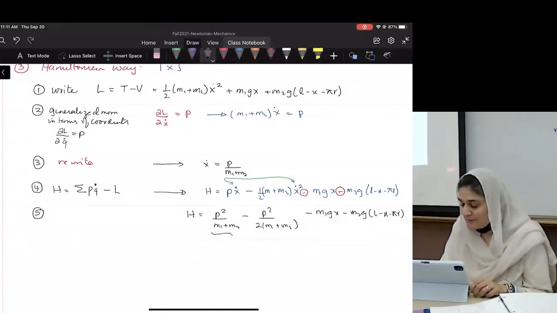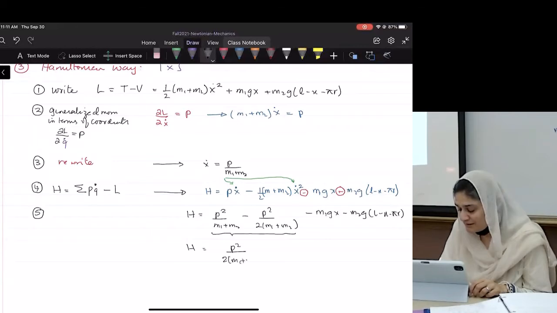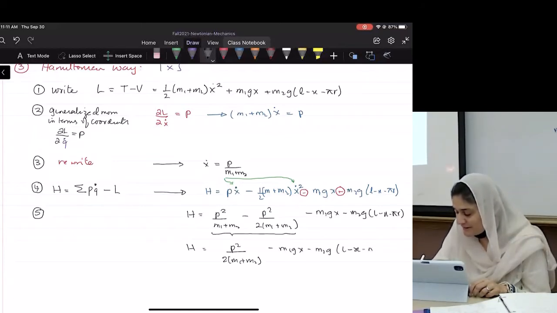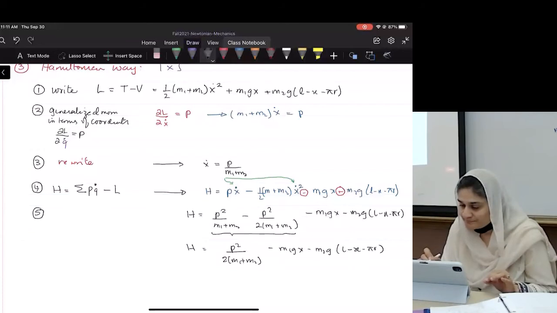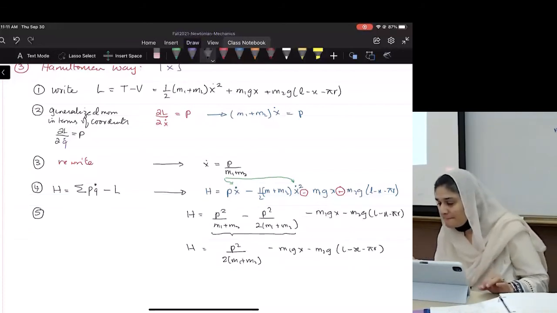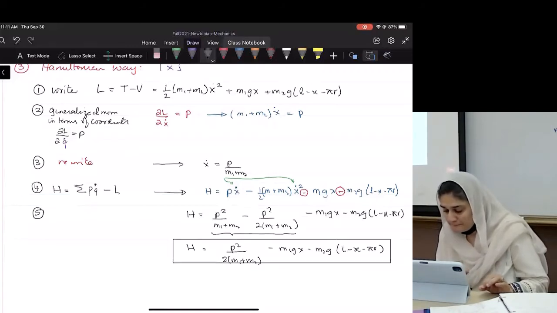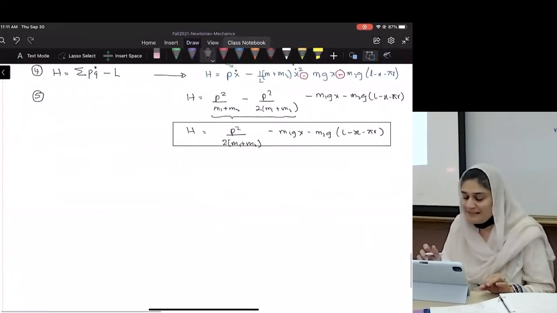Can these two be combined to give me a Hamiltonian that looks like P squared over 2(M1 plus M2) minus M1gX minus M2g(L minus X) minus pi R? Is that only in terms of X's and P's? Is that what we were looking for? Okay, so what's the last step?